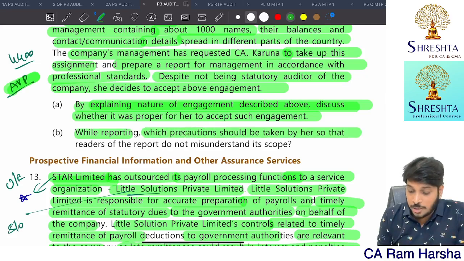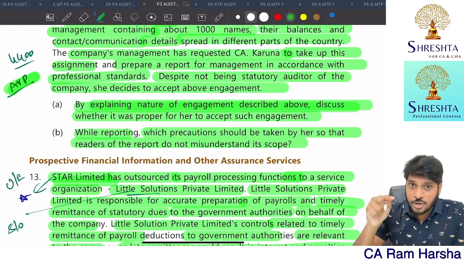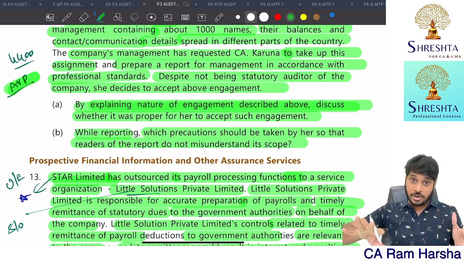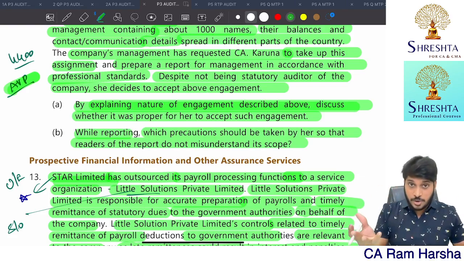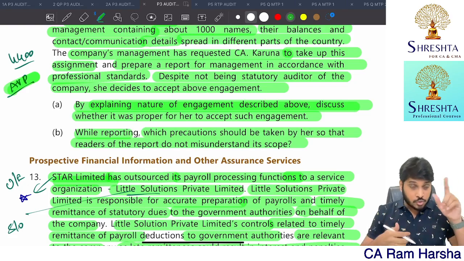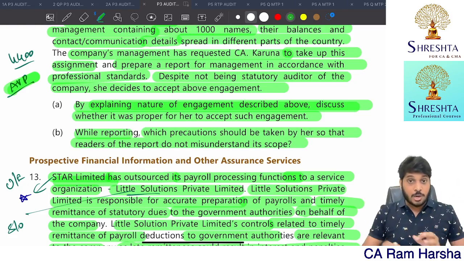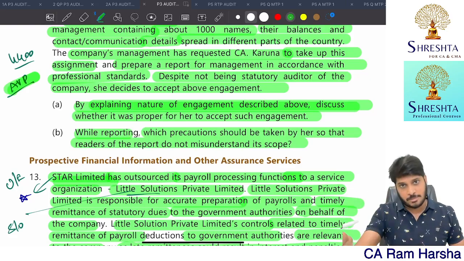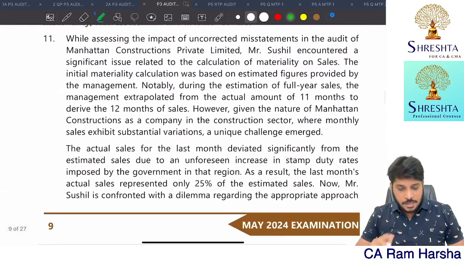While reporting, what precautions should she take in the agreed upon procedures report you give? Inside that you need to make such a statement. This is not a review, this is not an audit. If at all we conducted an audit or review, we would have given an opinion, we would have given much more information. So this is only useful for so and so purpose of the management. This report cannot be used by others. Like this, you need to give some statements in the agreed upon procedures reporting requirement. That's it. Read the answer.